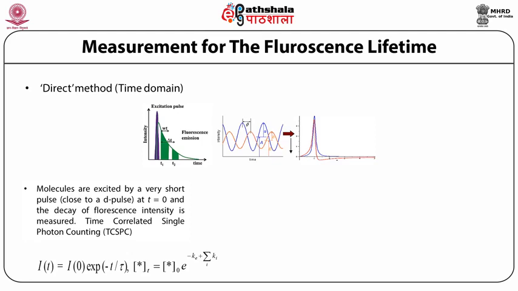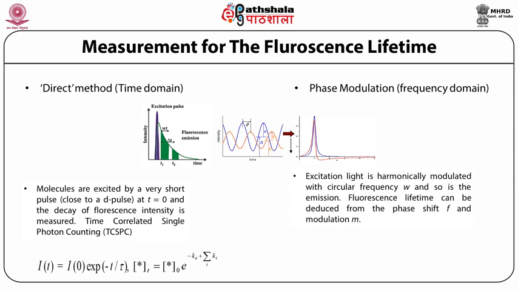The second method is the phase modulation method, which is done in the frequency domain. Here the excitation light is harmonically modulated with circular frequency omega, and so is the emission. Fluorescence lifetime can be deduced from the phase shift phi and modulation m. Here tau phi is equal to 1 by omega times tan phi, and the tau of modulation, tau m, is equal to 1 by omega times the square root of 1 divided by m squared minus 1.